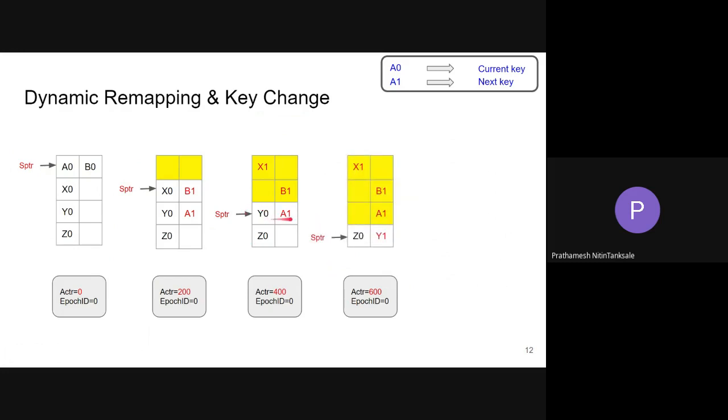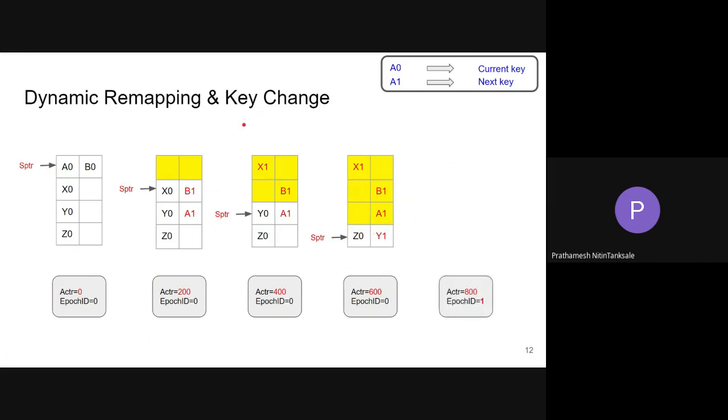Now Y0, Y and A need to be remapped, right? Y is mapped with the current key and A is mapped with the next key. So the block which is mapped with the next key is not remapped again. Only the block with the current key is remapped. So Y will go to this particular place. This is the crux: they are dynamically remapping after every counter value. If they don't do this, then it is prone to attack, right?